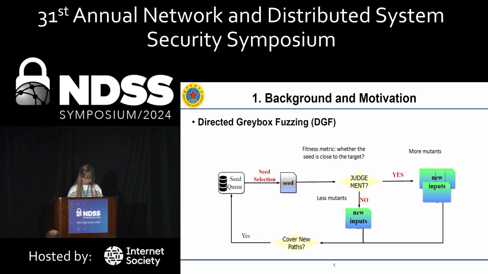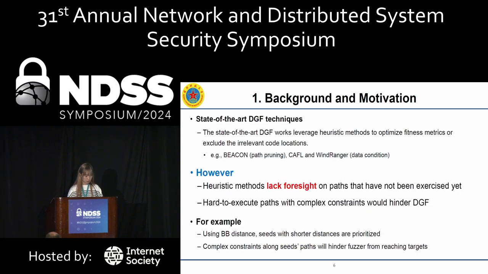Mainstream DGF techniques use fitness metrics, such as seed distance, to assist energy assignment. Seeds with short distance are regarded as promising. To enhance directionality, state-of-the-art DGF works propose heuristic methods to optimize fitness metrics or exclude irrelevant code. However, those heuristic methods usually lack foresight on paths that have not been exercised yet. As a result, hard-to-execute paths will hinder DGF from reaching the target sites.